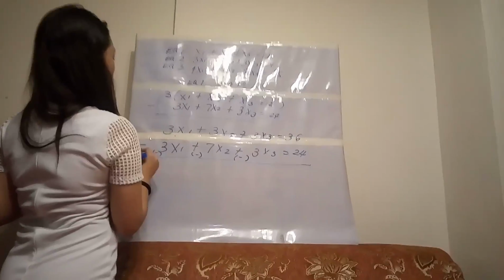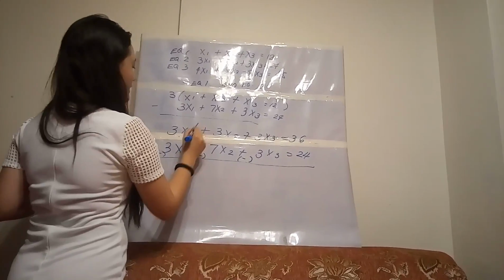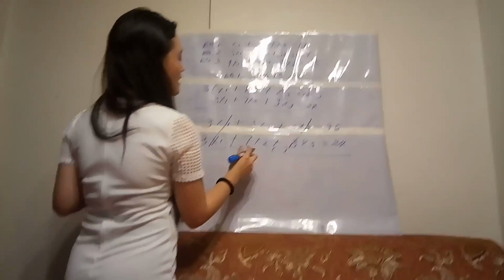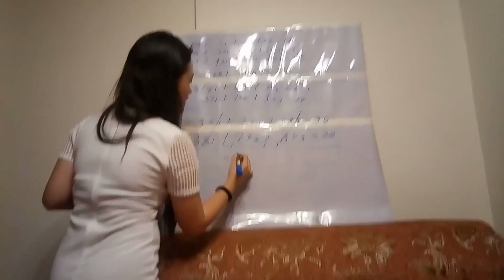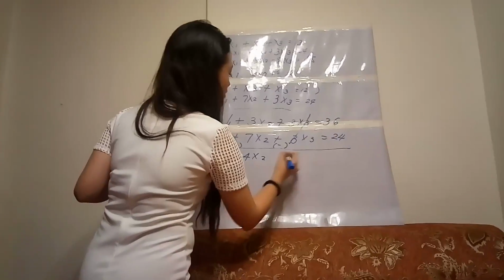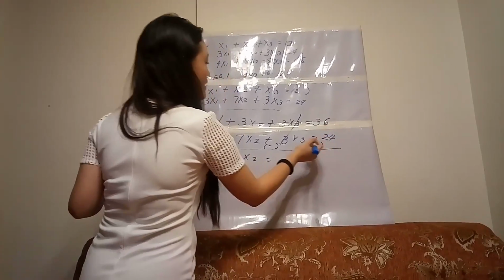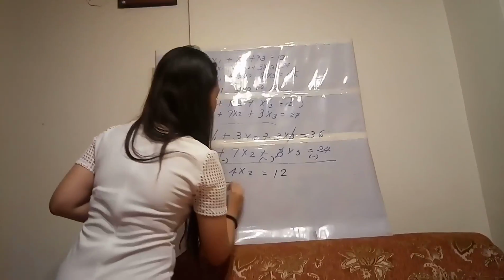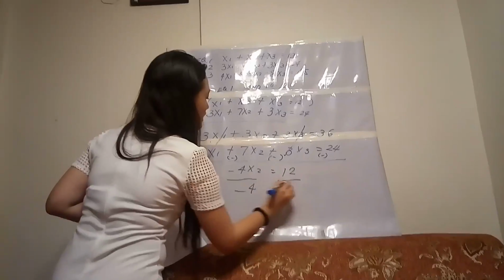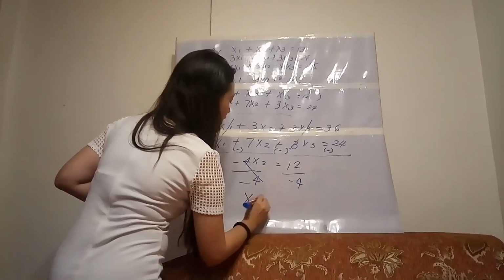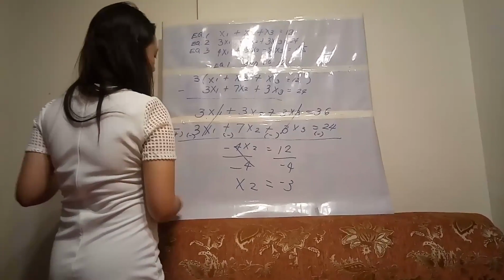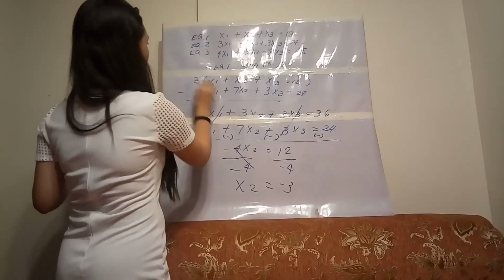So, 3x1 plus negative 3x1 is equal to 0, so we can cancel out that and this one too. Then 3x2 plus negative 7x2 is equal to negative 4x2, which is equal to 36 plus negative 24, which will be equal to 12. So, cancel out the negative 4. We'll have x2 is equal to negative 3. And we can use this value of x2 in the other equations.